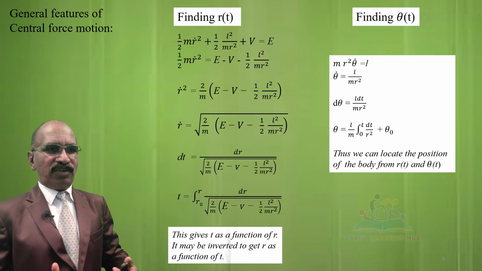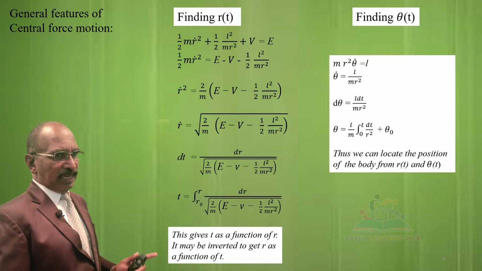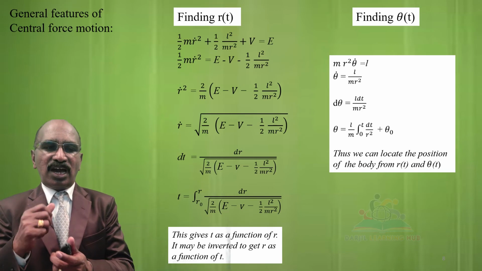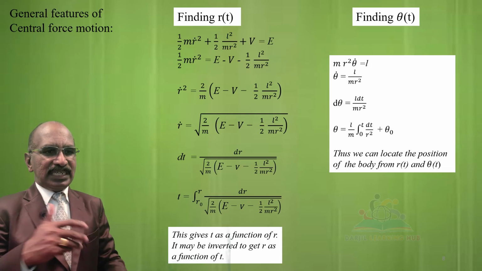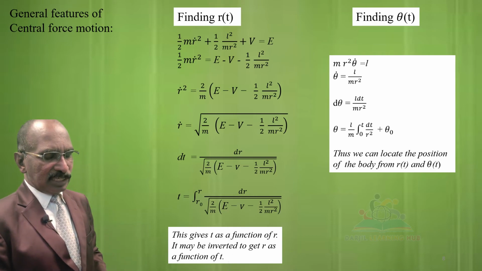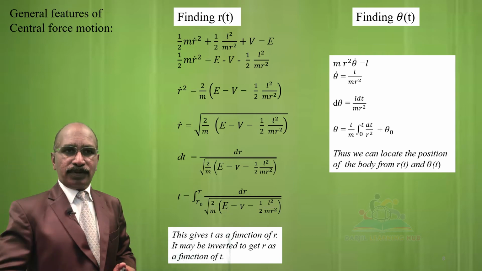Then from there you can find out dt. When you integrate this you will get t. That means we found out the time as a function of r. So if we invert it, we can get r as the function of t. So from the equation we can find out the position of the body in the two body problem.